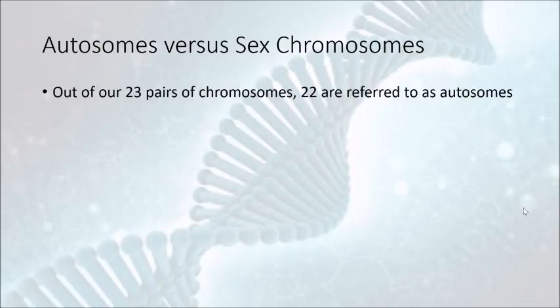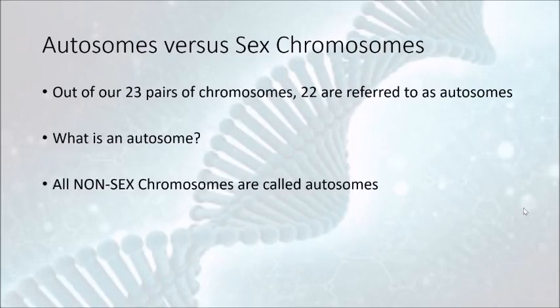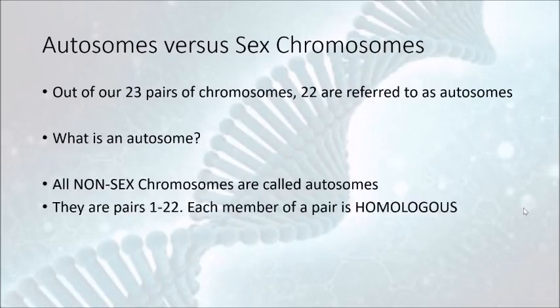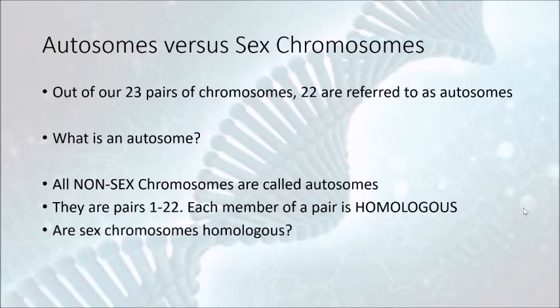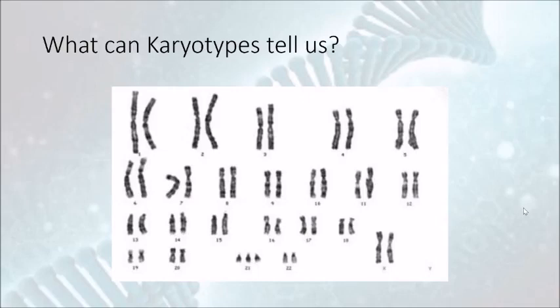Autosomes versus sex chromosomes, 23 pairs of our chromosomes. 22 of those are not related to sex, in other words, whether you're male or female, and they are referred to as autosomes. So an autosome is a non-sex chromosome, and they are pairs numbered 1 through 22, and each of those are homologous. Sex chromosomes homologous, we've already said they can be. All right, so in a female here, they are, but if this was a male, they're not homologous because you'll have an X and a Y. So your sex chromosomes are your X and Y chromosomes only.